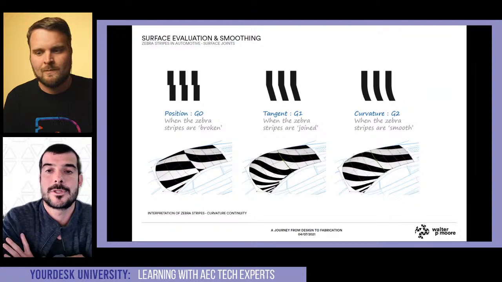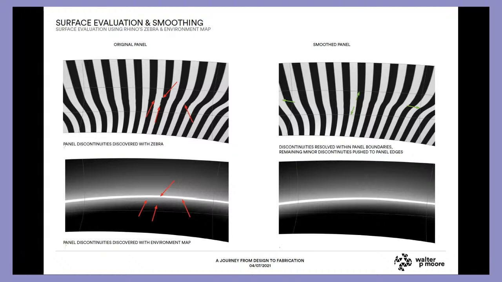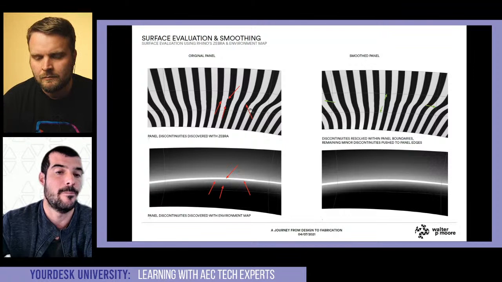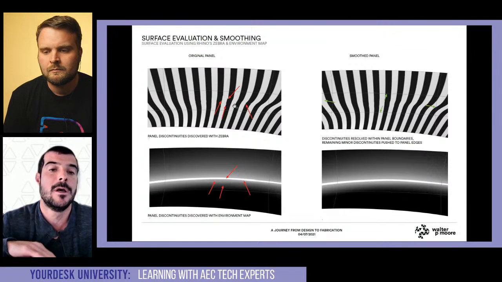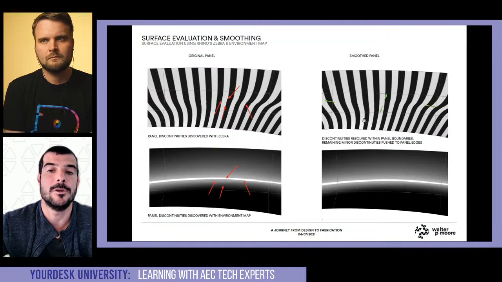Here I pulled up some examples for you guys. On the left-hand side, we have the original panels, and there are two tools you can use within the Rhino environment: the zebra stripe and the environment map. The environment map looks more like a beam of light reflected along the surfaces. On the original surfaces you can see breaks even within the panel, which means the curvature within the panel is not well defined. After the treatment we went through, the discontinuity within the panels is now resolved, right?